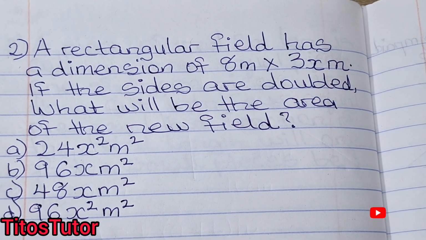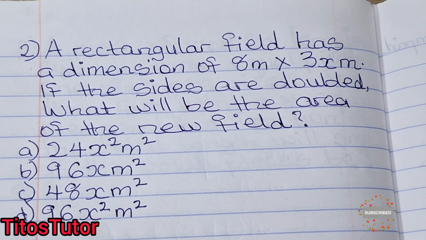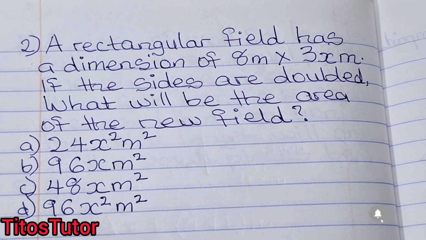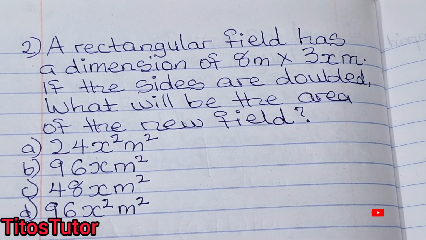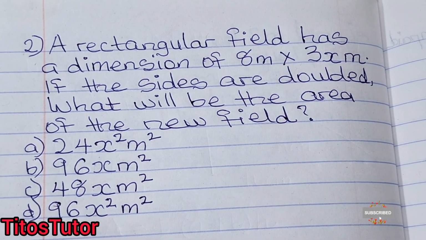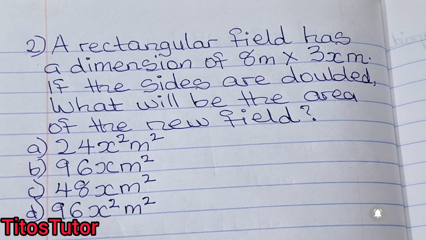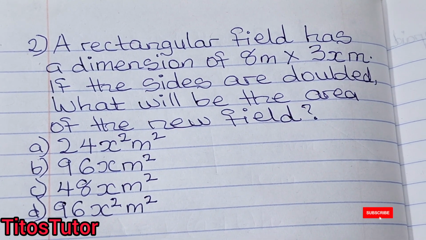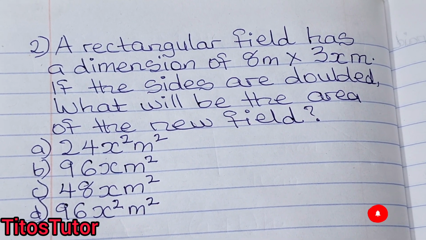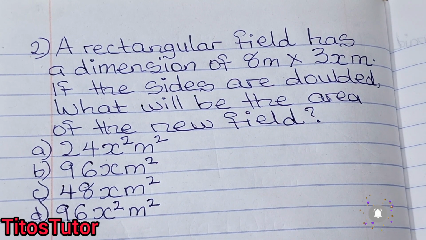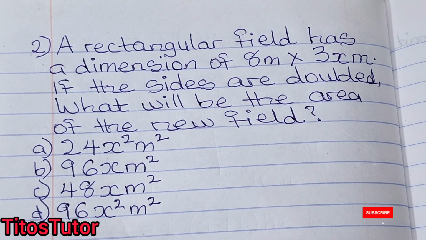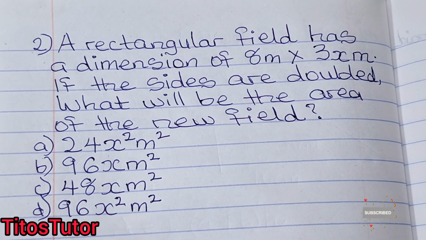Here we are. Second question. It says a rectangular field has a dimension of 8 meters by 3x meters. If the sides are doubled, what will be the area of the new field? The first thing I'm going to do is sketch the rectangular field.